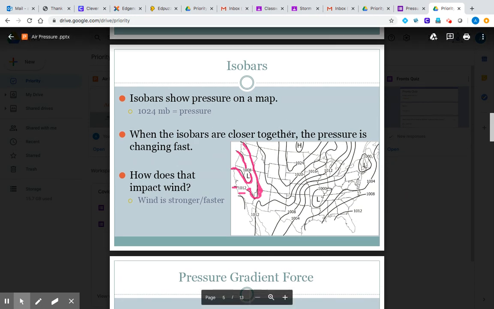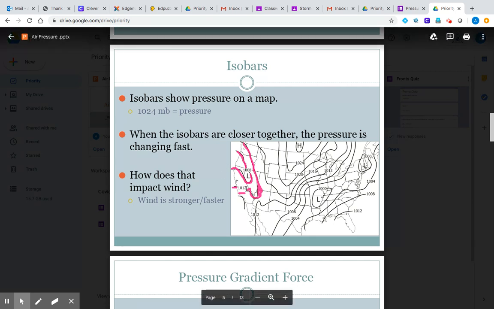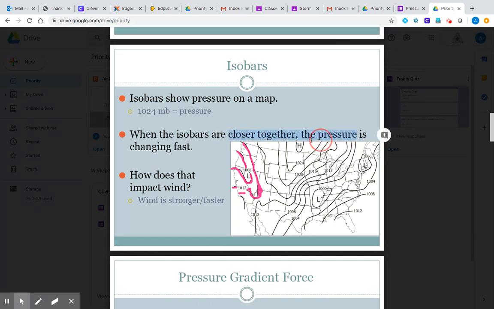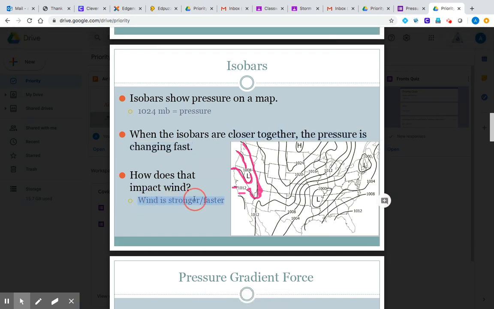When these isobars are closer together, that means the pressure is changing really fast. So the further apart they are, that means it's not changing. But if they're closer together, the pressure is changing fast. That means it's going from, in this section, 1024, 1020, 1016, 1012 millibars of pressure in a really short distance. And that makes the wind stronger when it changes really fast. The air is going to move faster if the pressure changes faster.